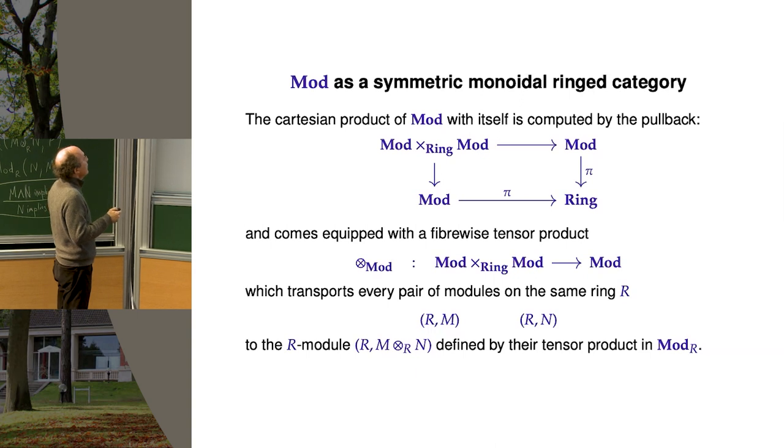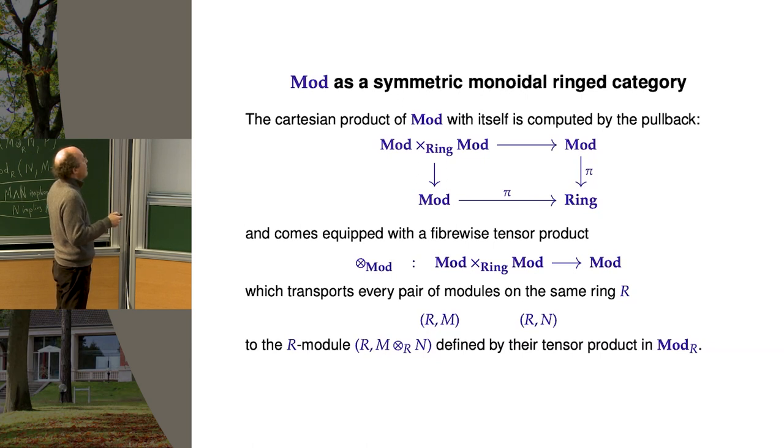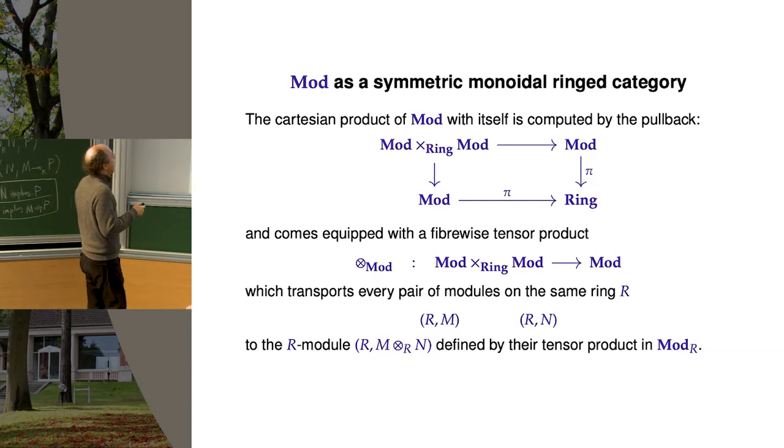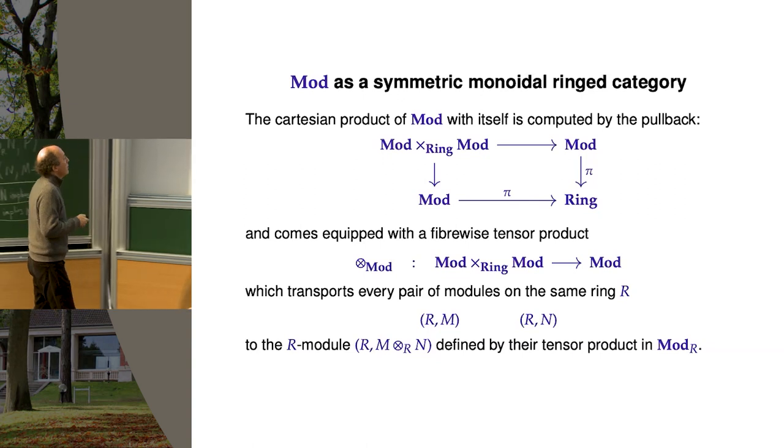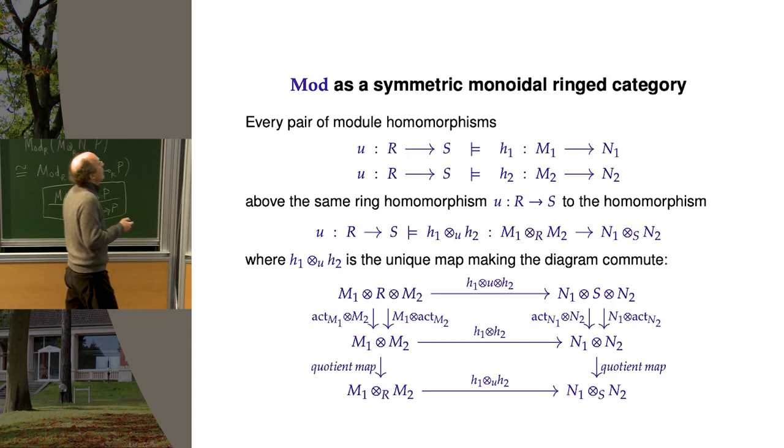And so we can define a tensor product, which will map this pair of modules on the same ring to the tensor product that we defined earlier. So if we have an R-module M and an R-module N, their image will be just the tensor product over R. So you see, we are starting to define constructions above the category of rings. And this is what we are going to do in the next 5 to 10 minutes.